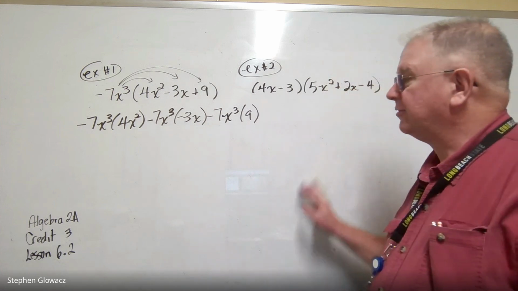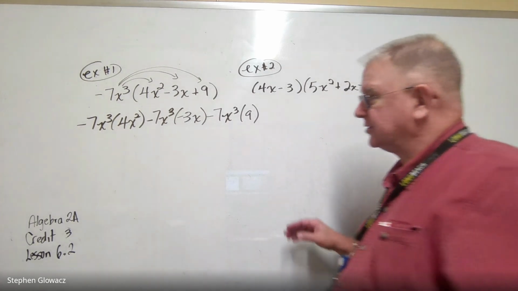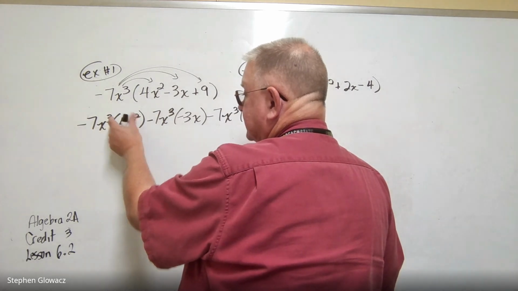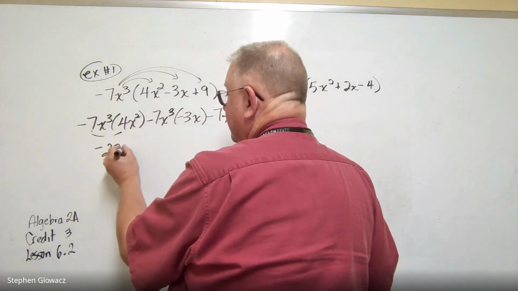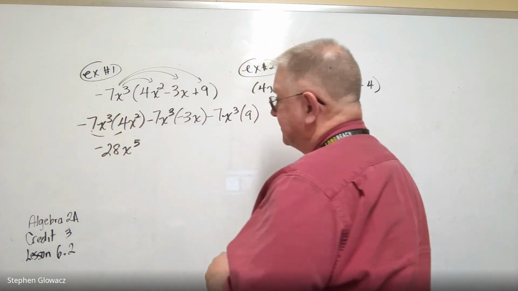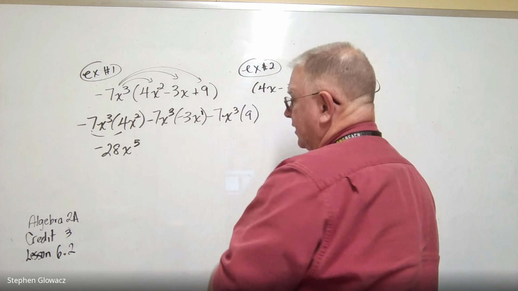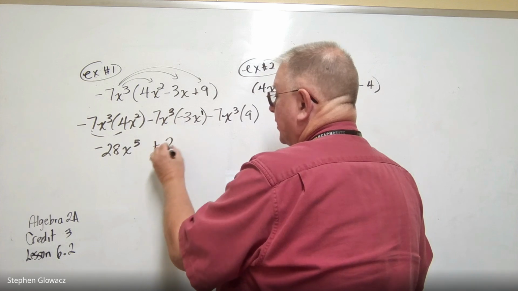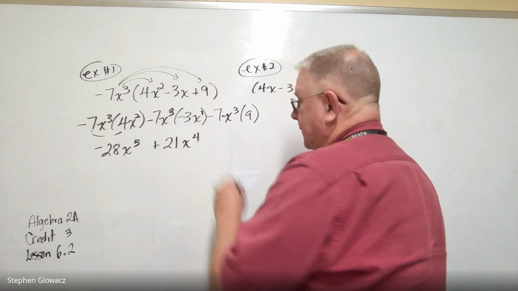Now all we have to do is simplify each one of these multiplications, and we have our answer. We're going to multiply coefficients and add the exponents. Negative 7 times 4 is negative 28, and then 3 plus 2 is 5 on the exponents. In our next one, we don't have an exponent written here, but we know we can always write in 1. Negative 7 times negative 3 is positive 21, and then on the exponents, 3 plus 1 is 4.